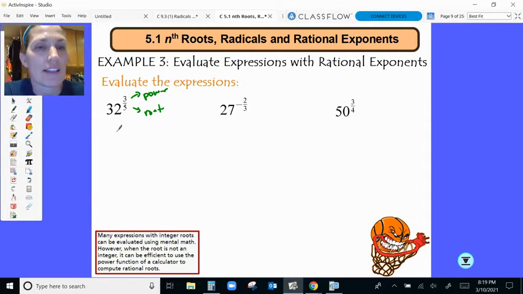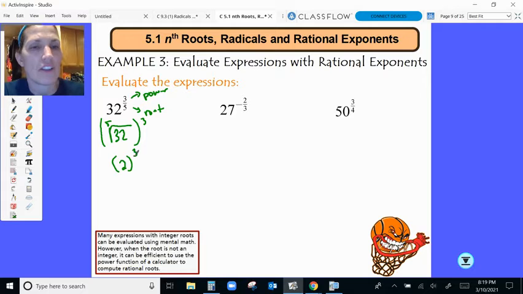So you can look at it like this. I'm going to take the fifth root of 32 first, and then I'm going to cube it. So the fifth root of 32 is 2, and cubed, 2 cubed is 8. Try not to do these with your calculators. I really want you to try to do these mentally in your head first, okay?